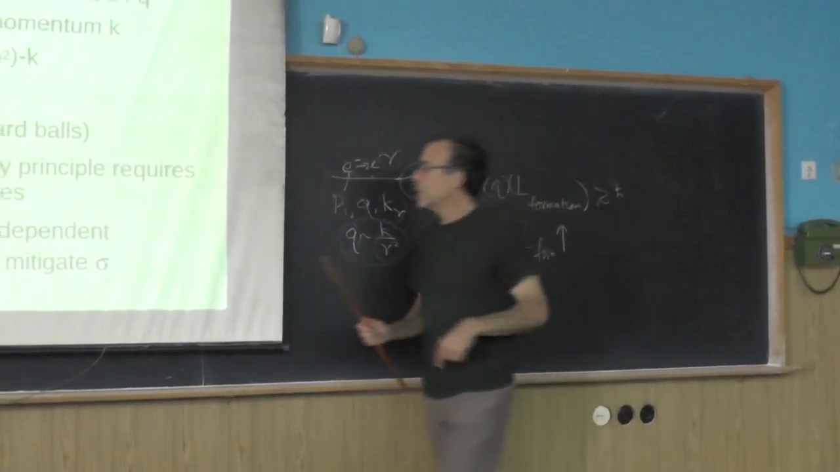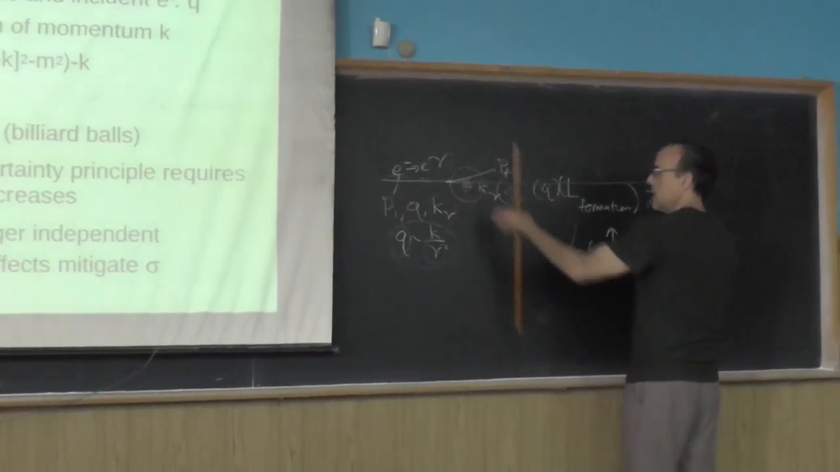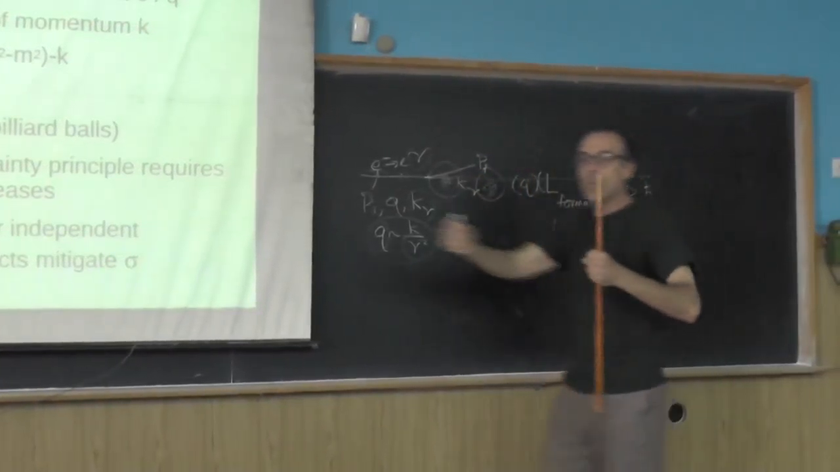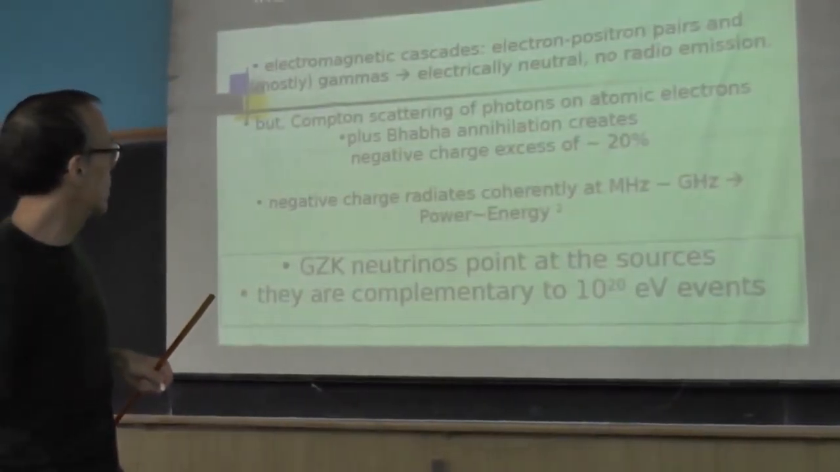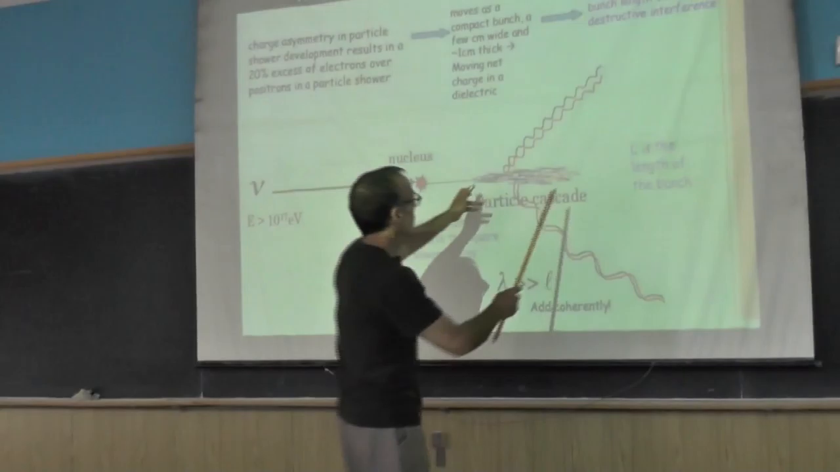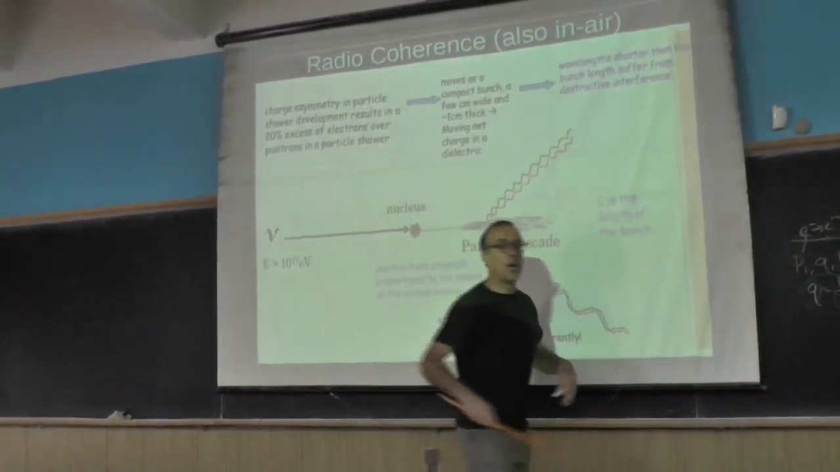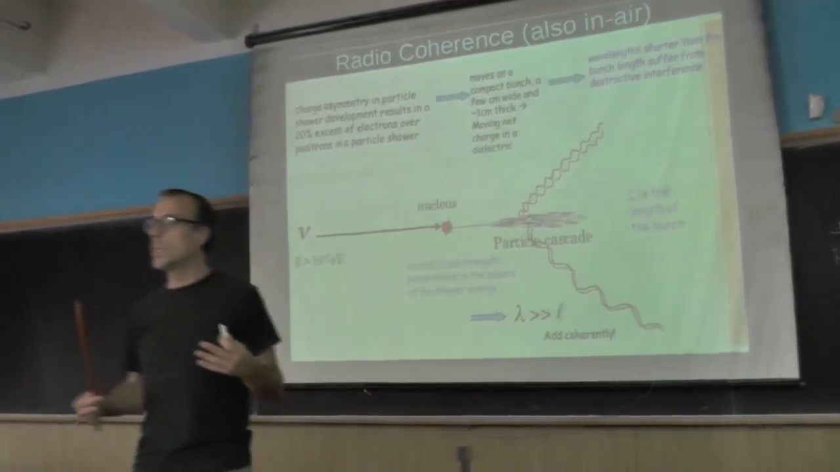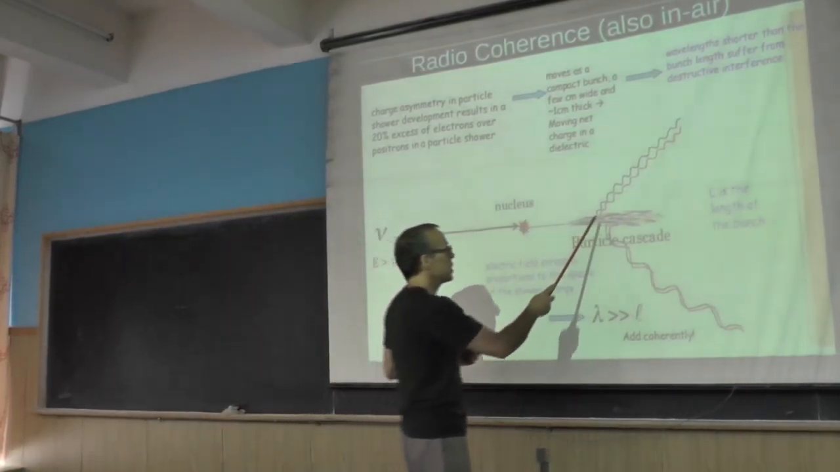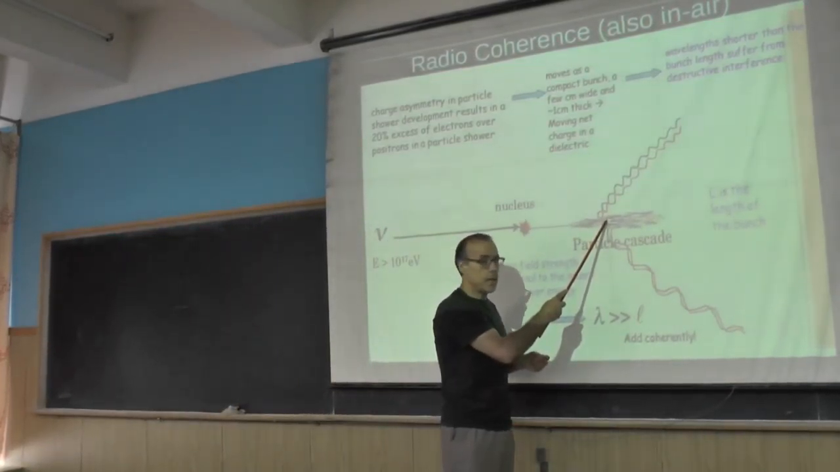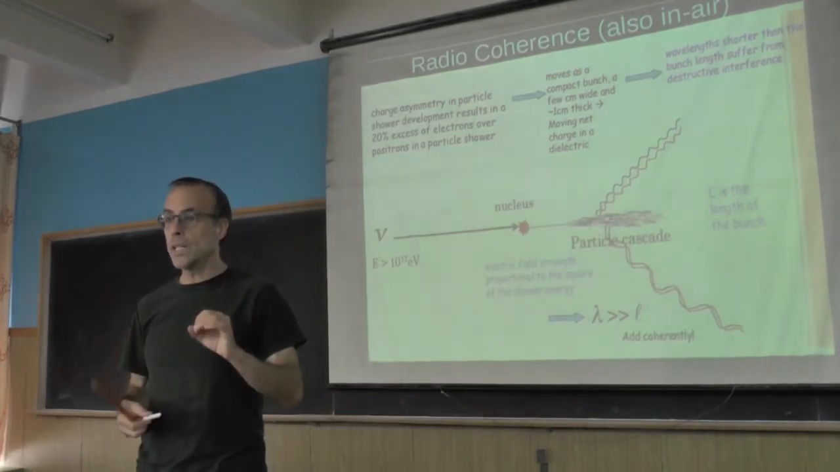So schematically, what that means is that this electromagnetic shower now gets extended by a huge amount. So instead of having this nice concentration of charge that we had before, this is specifically for an electron, this whole thing gets stretched out, and now I no longer have this huge coherent radio signal. So most of the signal that we see does not come from electromagnetic showers. Most of it comes from hadronic showers.